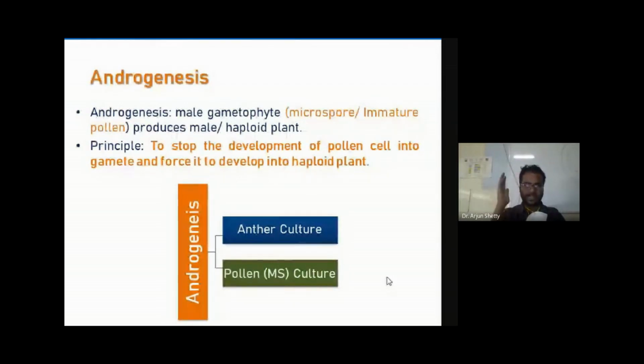Now, this haploid plant production through androgenesis can be done by two in vitro methods. One is anther culture, another one is pollen culture or microspore culture. Don't get confused with what MS stands for here. This is microspore, not Murashige and Skoog medium. Got it? These two have their own applications, advantages, and limitations, and I will explain those in my next class.